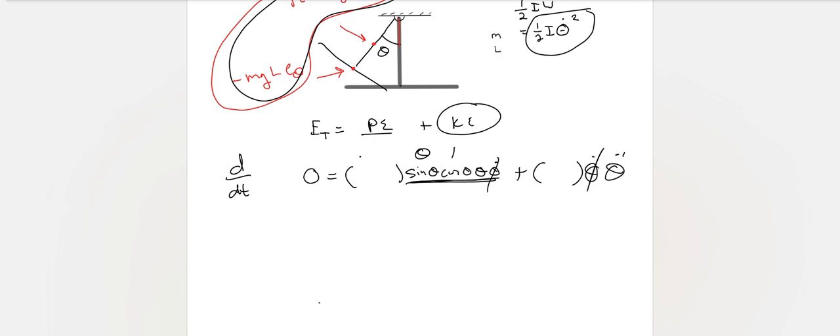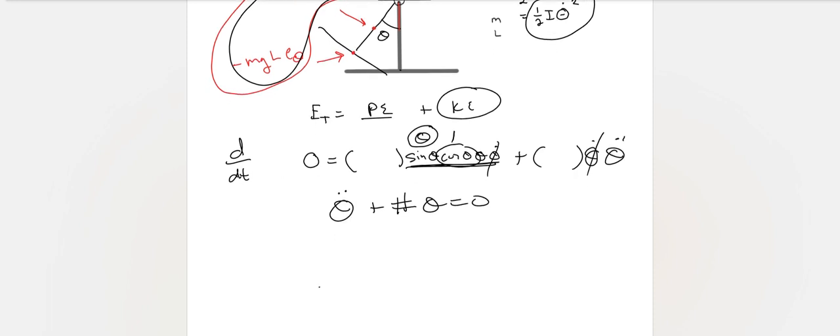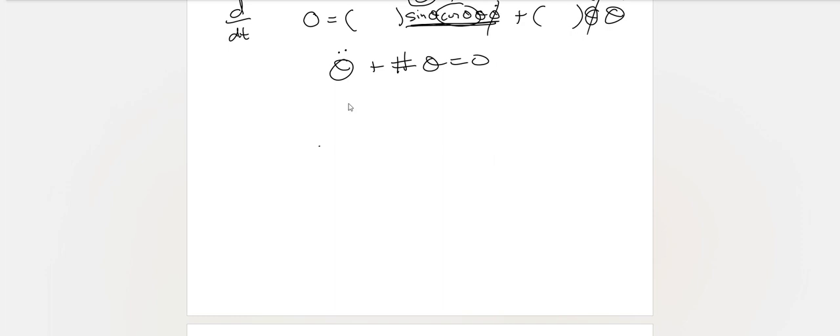So when you get this whole mess done, anywhere where you've got a sine theta, put theta. Anywhere where you see a cosine theta, put 1. And then write it as theta double dot plus a number times theta equals 0. Now this is going to have solution of theta equals a sine omega t plus b cosine omega t.